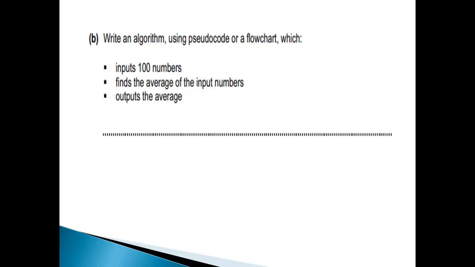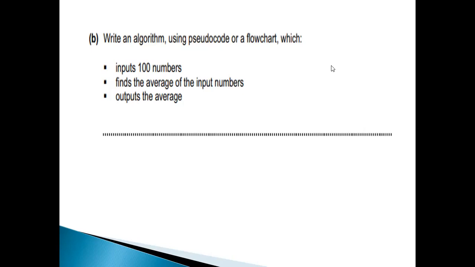Any other variables you need to declare? No. Yeah, it says output the average. So before average, what we need to have? Total? Counter. Total, oh, total, okay. Yeah. Total, then integer. Okay.